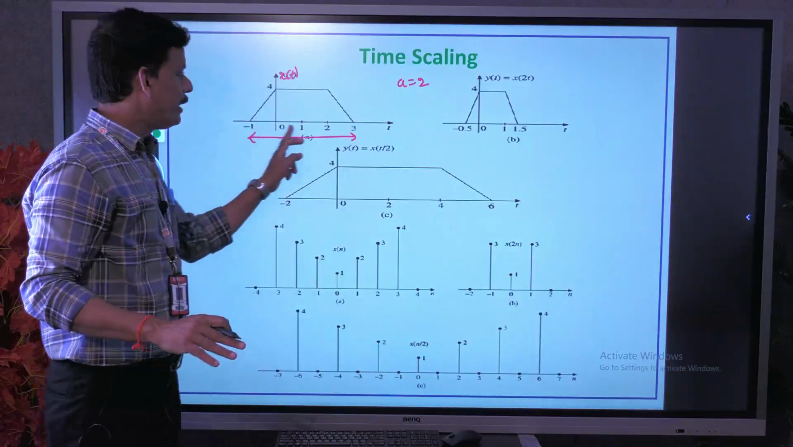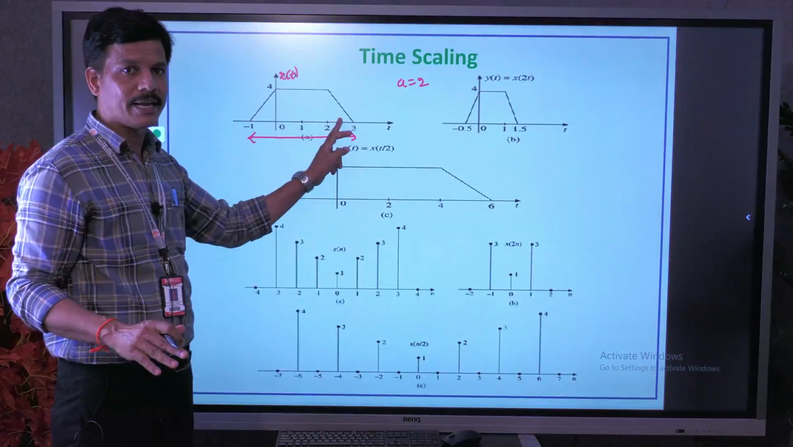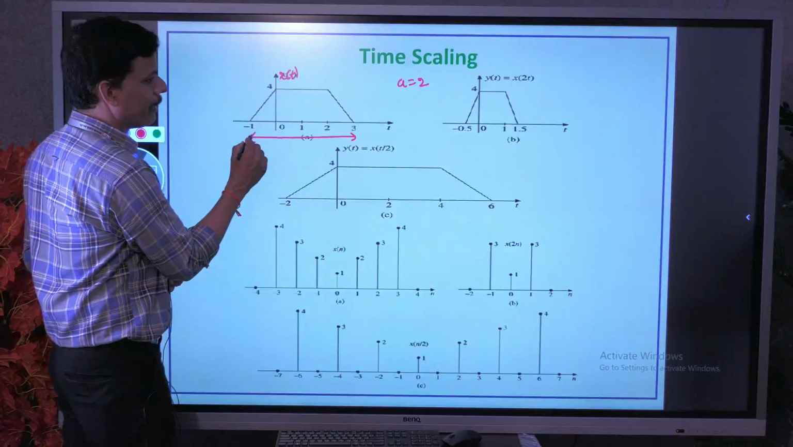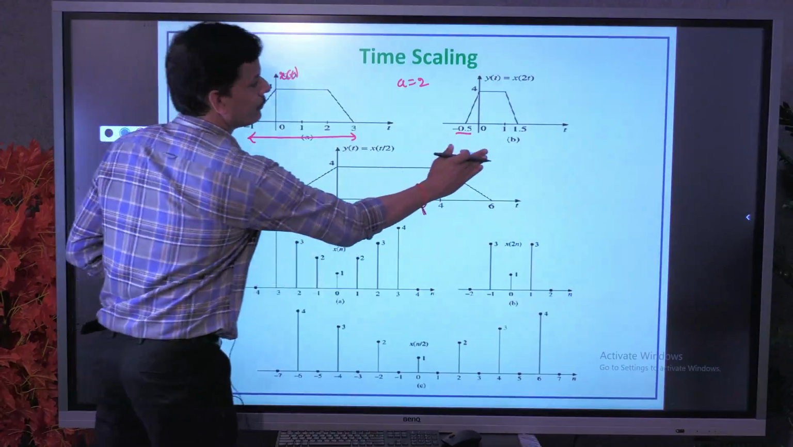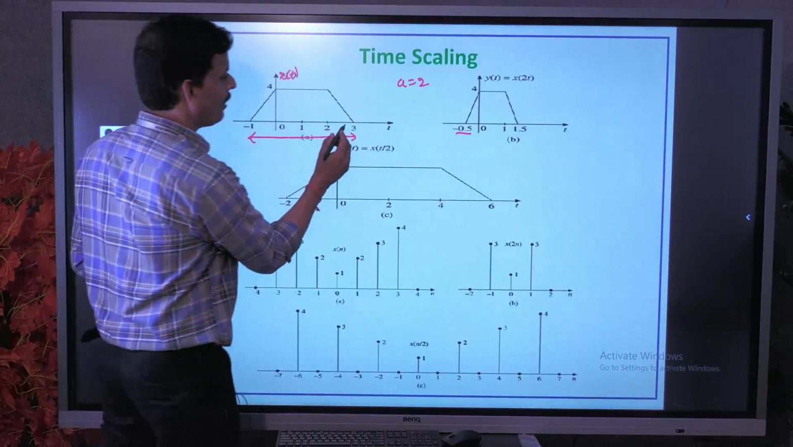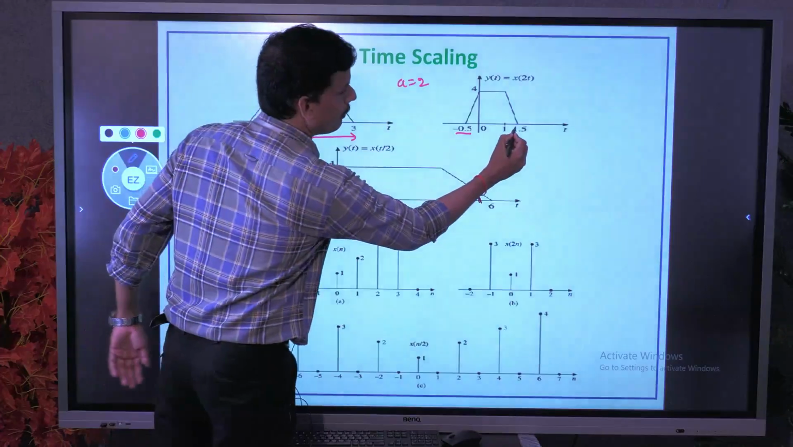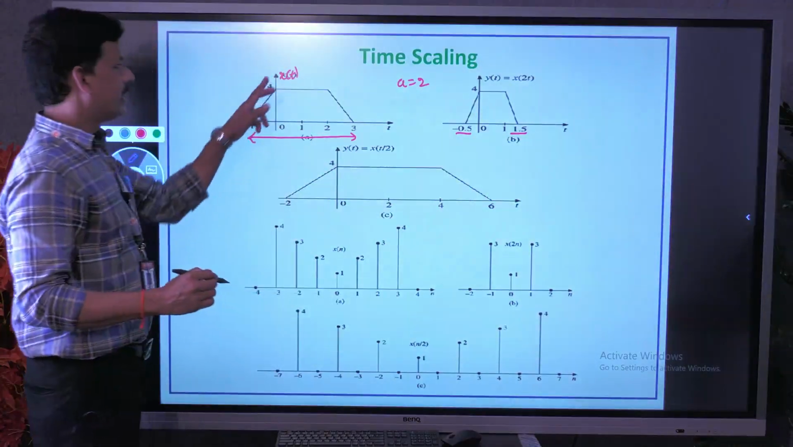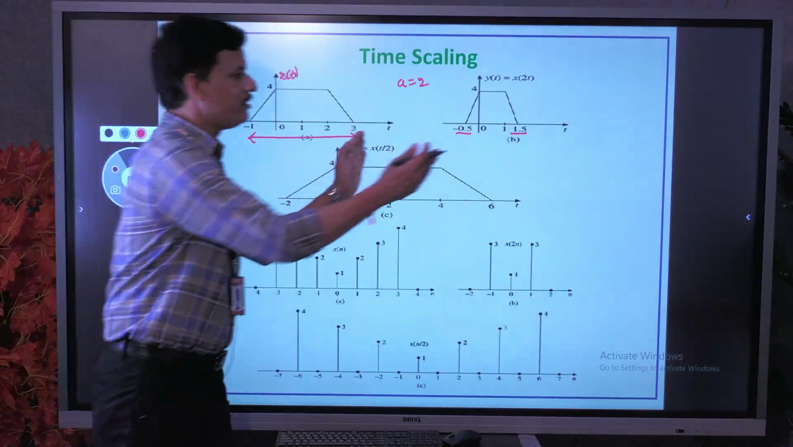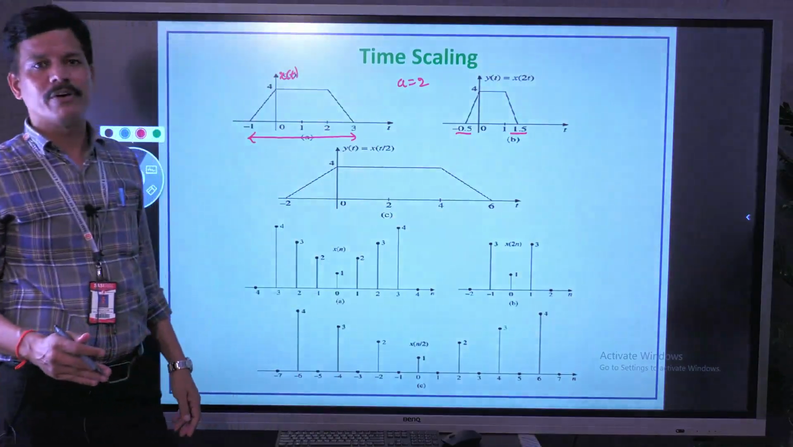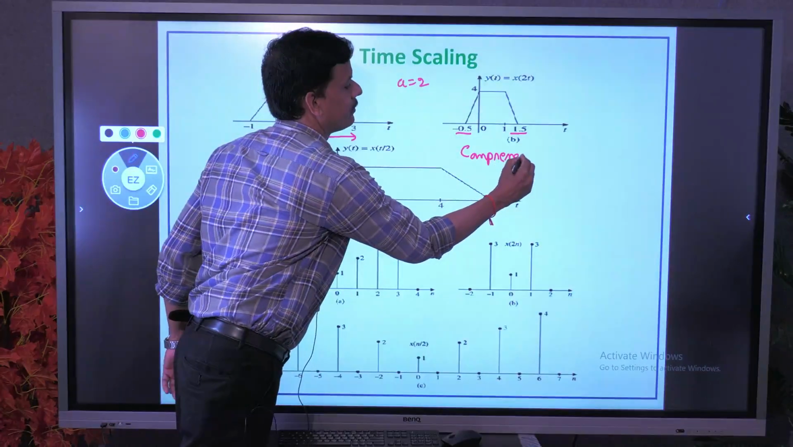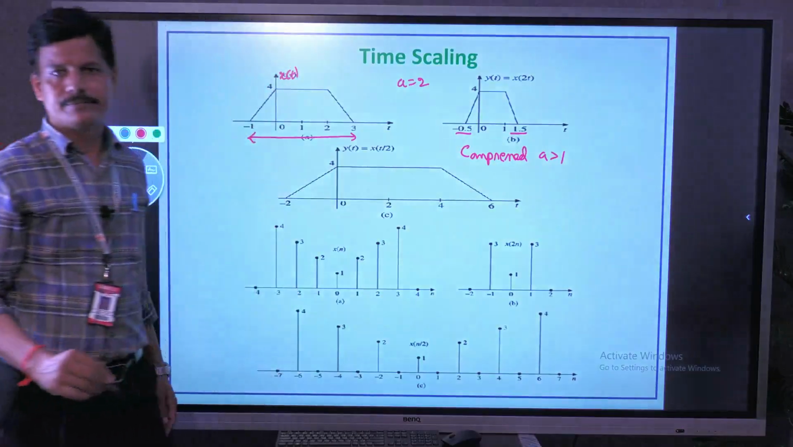It means every value of time is divided by 2. So, what is the first value? Minus 1 divided by 2, minus 0.5 is the starting value, whereas here the starting value is minus 1. Similarly, every value is divided by 2. Last value is 3. So, 3 divided by 2 will become 1.5. So, the given signal x of t which is from minus 1 to 3 now ranges from minus 0.5 to 1.5. So that's why it is compression. The signal is compressed, and here A is greater than 1.